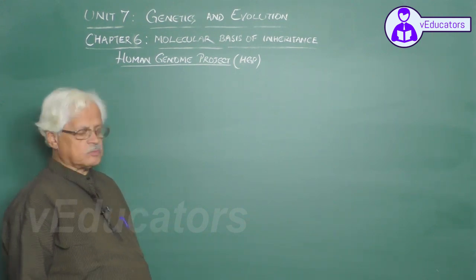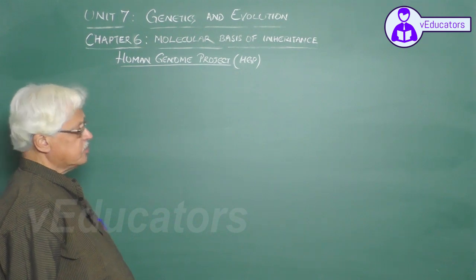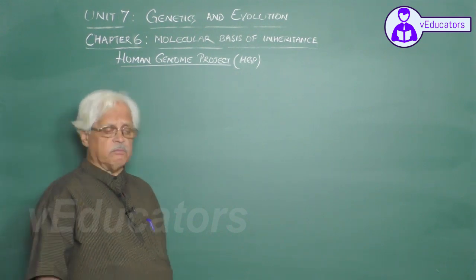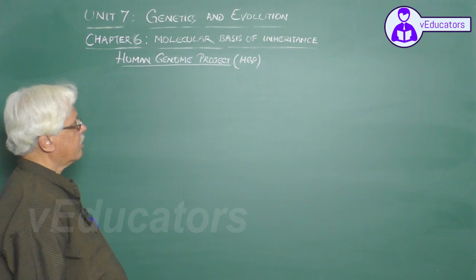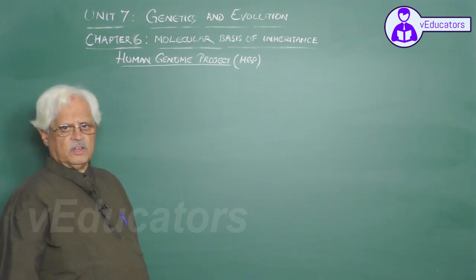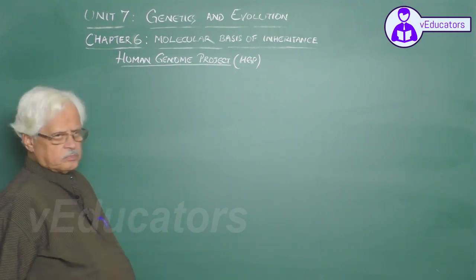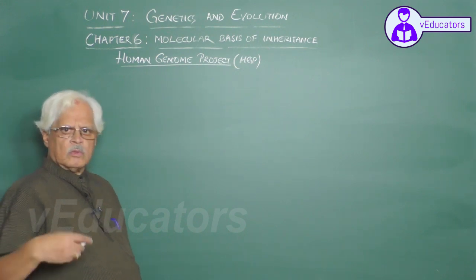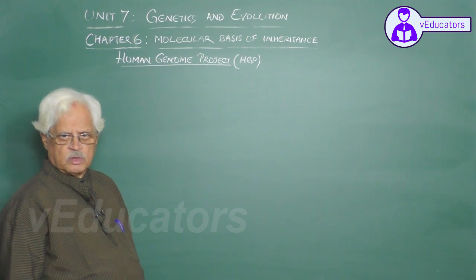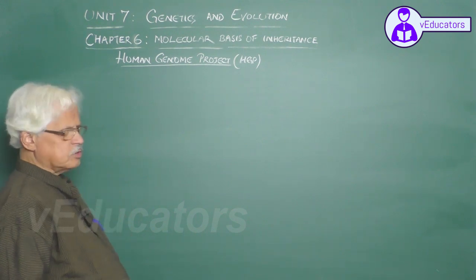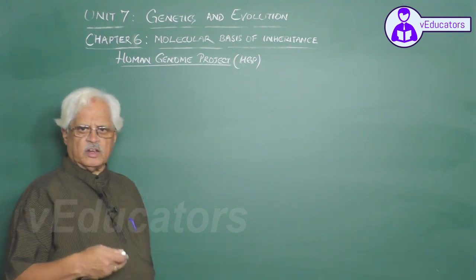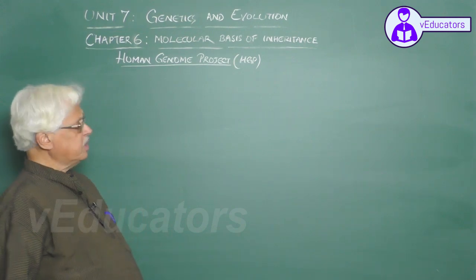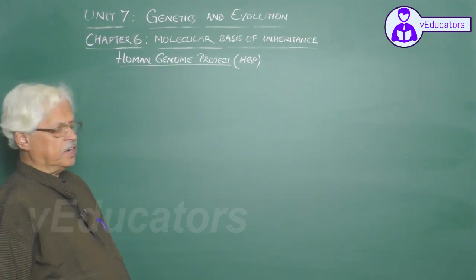1950s and 60s saw significant developments in the field of molecular biology. The structure of DNA was discovered, genetic code was discovered, gene regulation mechanism was discovered. So slowly scientists started understanding the molecular basis of inheritance.